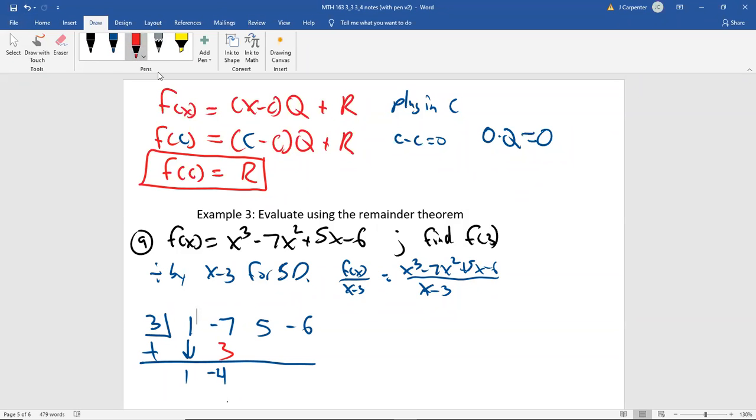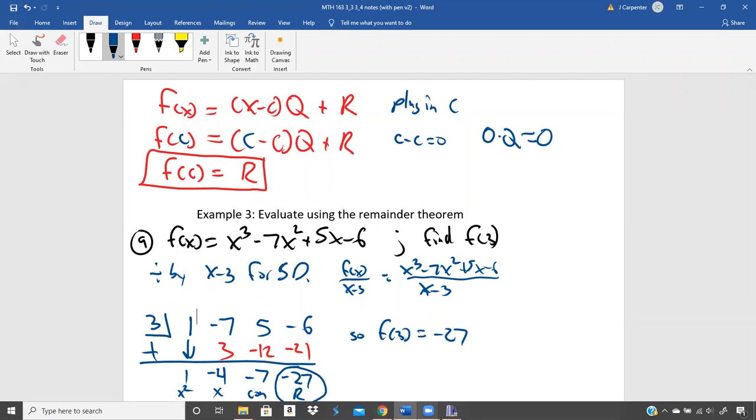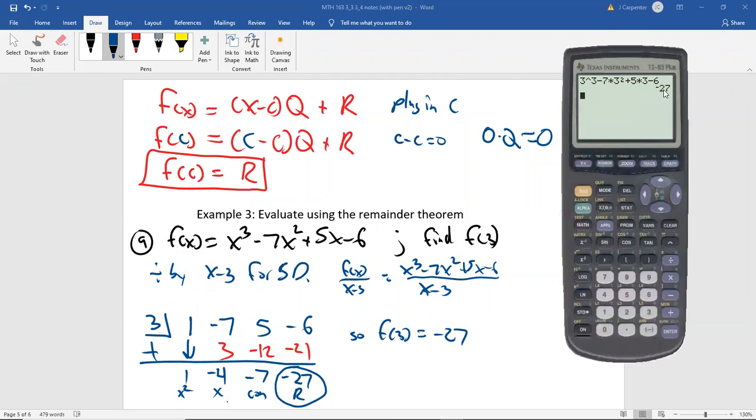Multiply. -4 times 3 is -12. Add. 5 minus 12 is going to be -7. Multiply. -7 times 3 is -21. Add. -6 plus -21 is -27. Now from right to left, that's remainder, constant, coefficient of x, and x squared, but all we really need is this number, because we said that the remainder is the answer. So f of 3 is -27, and holy freaking cow, it's the same thing.